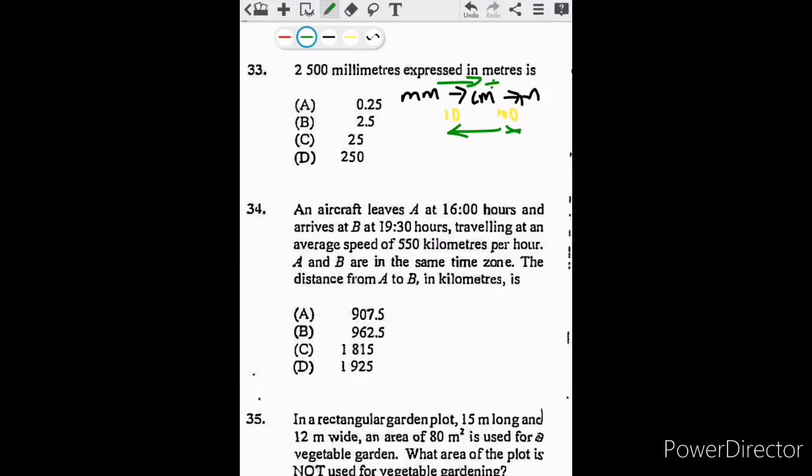we multiply. Our question has 2,500 millimeters, and we're trying to convert this into meters. And from what we see above, we're trying to convert a smaller to a larger. Therefore, we need to divide. And if it takes 10 and then 100 from millimeters to centimeters to meters, therefore we're dividing by 1,000. And that's 3 zeros, so therefore we move 3 places to the left. So our answer is 2.5 meters, and that is B. So 33 is B.